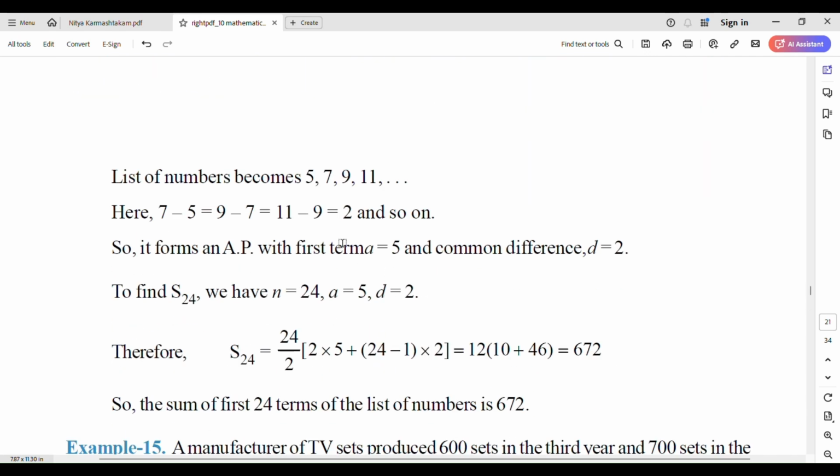Okay, now what we know, this is the progression. Common difference is 2. You take any two numbers, 11 minus 9 equals 2. So this is the AP, so a equals 5 and common difference is 2. So S of 24, we want the sum of 24 numbers. So n equals 24, a equals 5, d equals 2. If I substitute this into the sum of n terms of arithmetic progression equation, 24 by 2 into (2 into 5 plus (24 minus 1) into 2), which is 672. This is the value we'll get.